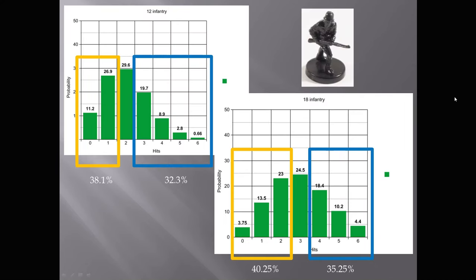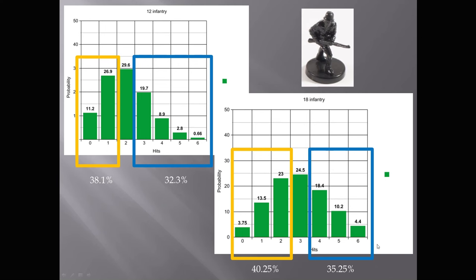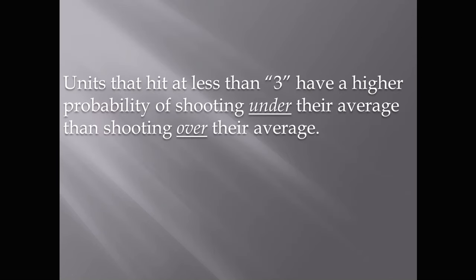But when we compare larger groups of infantry, one thing that becomes clear is that the left side of the graph is always going to be a higher percentage than the right side. 12 infantry and 8 infantry. Look at these numbers. Everything to the left of the average column is a higher probability than everything added up to the right. So the best way to describe this naturally occurring phenomenon is as follows.